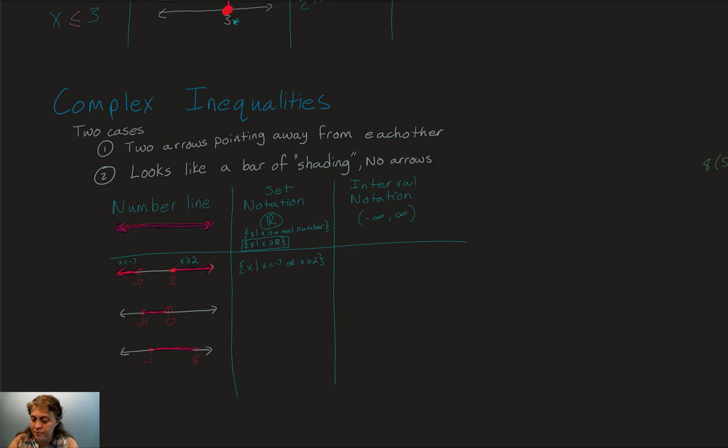Interval notation, we have 2 different intervals. The first interval has an arrow as the lowest number, and then a negative 7 is the biggest number with an open circle. So we put a parenthesis. Our second interval starts at 2. So I'm going to put a square bracket. I'm going to go to positive infinity because there's an arrow.